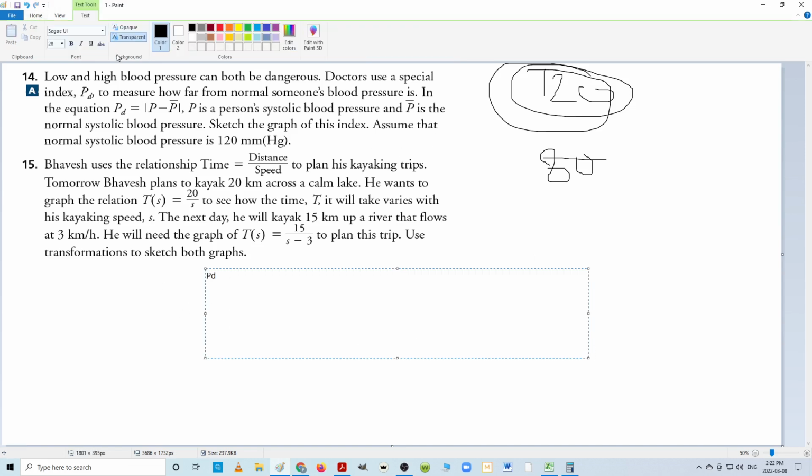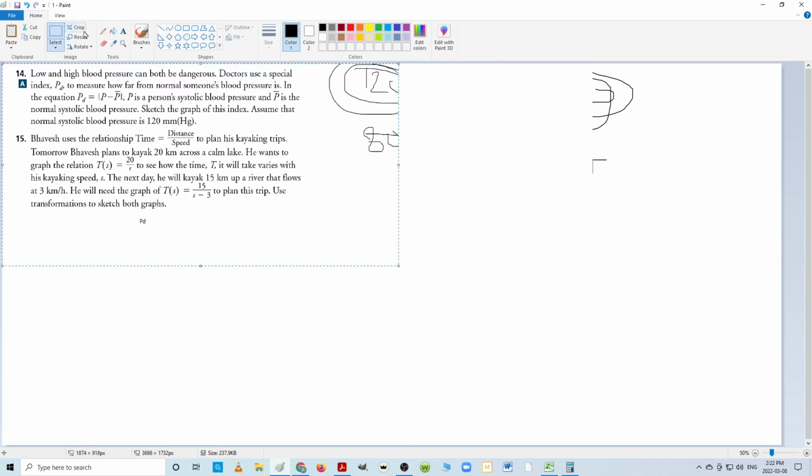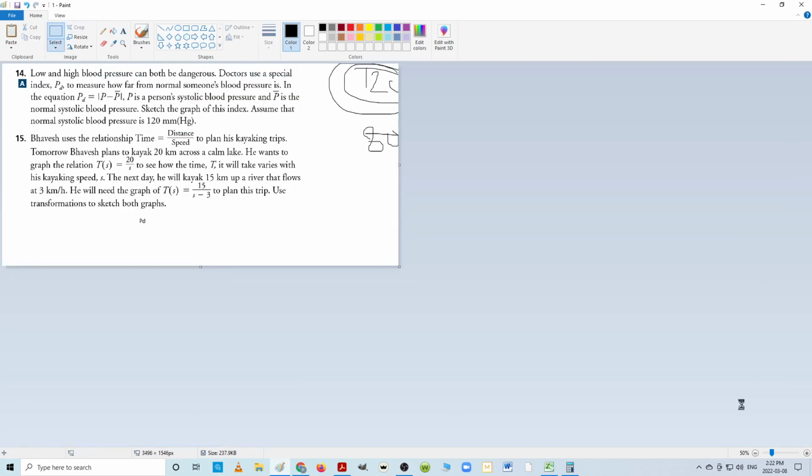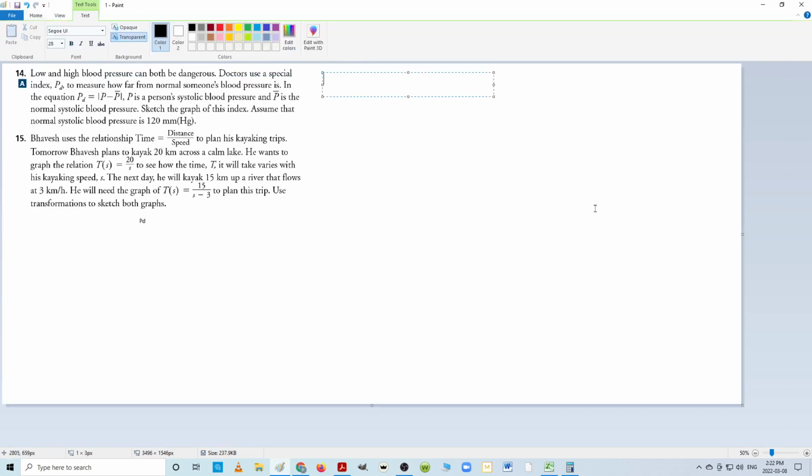PD, and let me just shrink this because I can see that I've actually got a huge graph going on here. Down to there, and crop, and do that. There we go. Let's try this. PD, I'm still going to make it bigger. Try that.